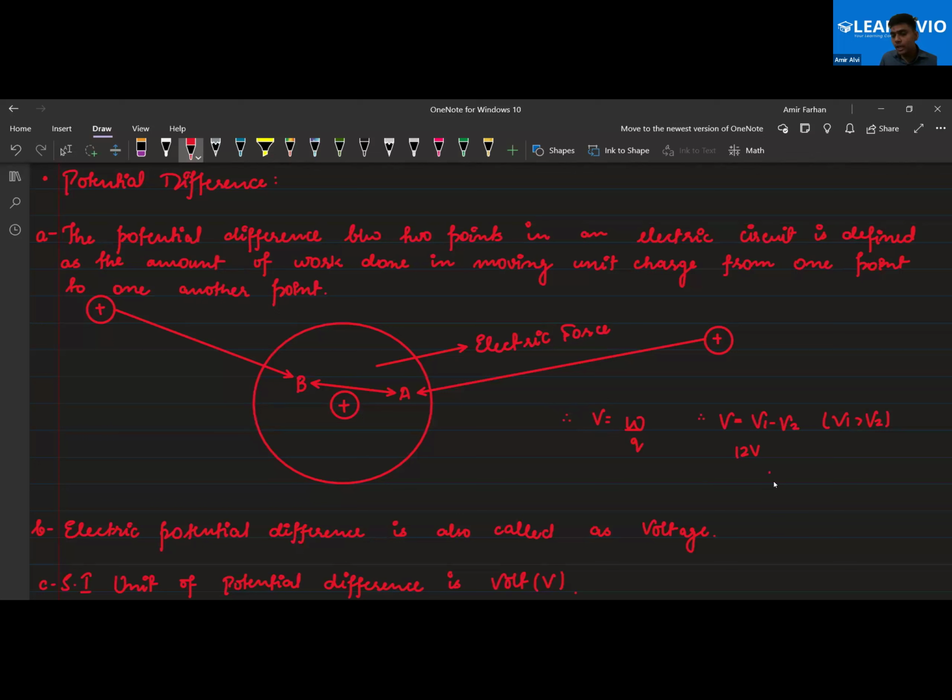If the question says one point is at 100 volt and another point is at 200 volt, and asks to find the work done, you will take the difference between the two points to get the potential difference. These are potentials, singular potential, but if you subtract, you get the potential difference, 100 volts. That's what we need in this formula. In the potential difference, two points are involved. Am I clear to all of you?